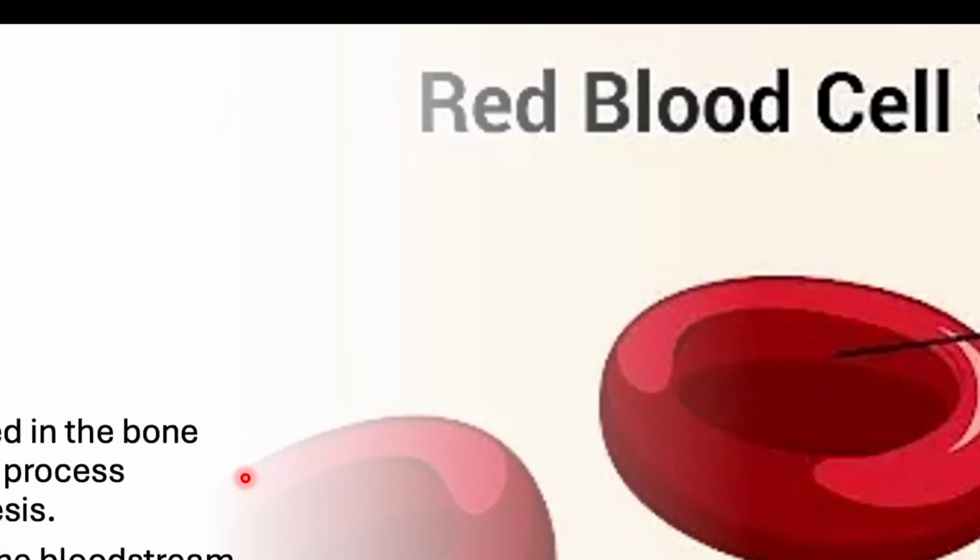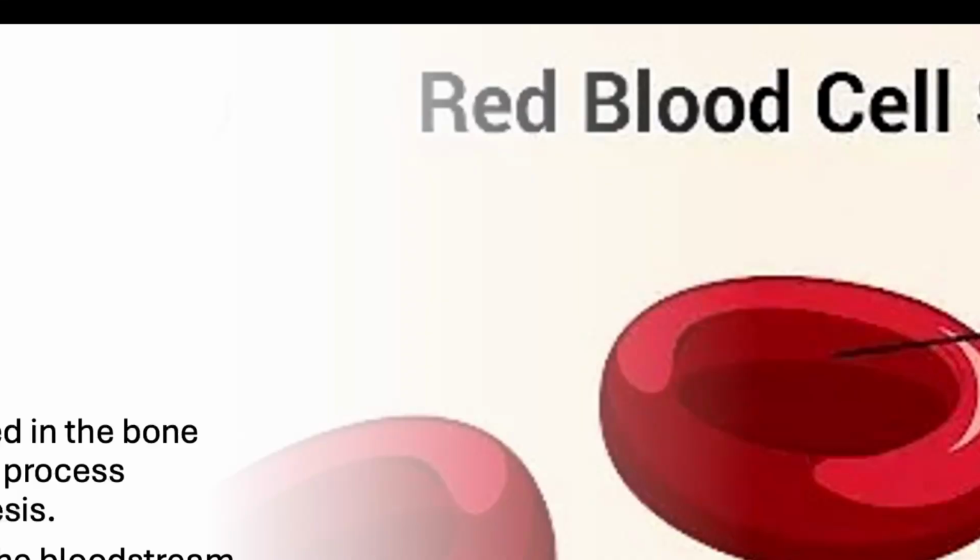Now, RBCs, where are they produced? RBCs are produced in the bone marrow through a process called erythropoiesis. They circulate in the bloodstream, delivering oxygen to tissues and removing carbon dioxide. So, RBCs are major carriers of oxygen and carbon dioxide.